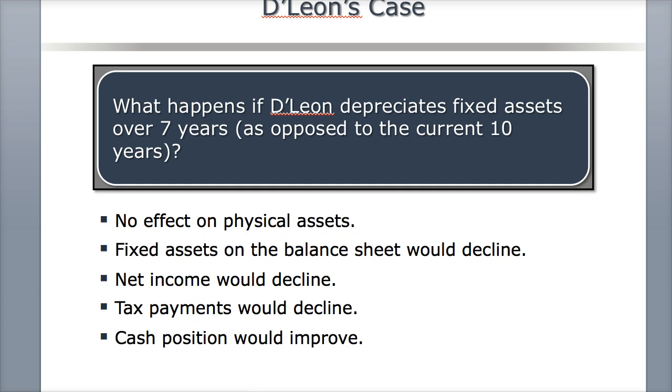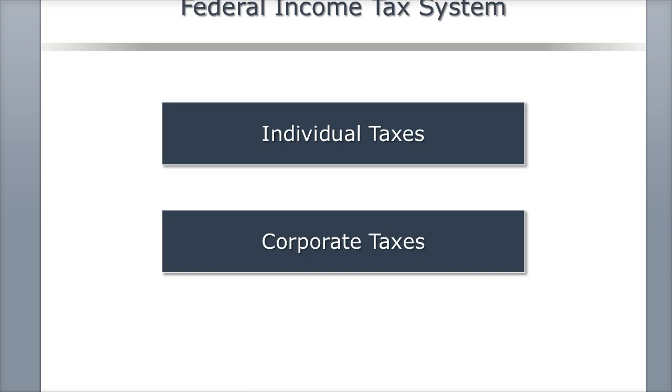So what happens if they depreciated fixed assets over 7 years rather than 10? Well, there's no effect on the physical asset, of course, but the fixed assets on the balance sheet would decline quicker with a shorter depreciation period. Net income would decline because depreciation is shown as an expense, but tax payments will decline because it's reducing net income, and cash would improve because we add back the depreciation, because it's a non-cash charge, so we add that to the cash flow.